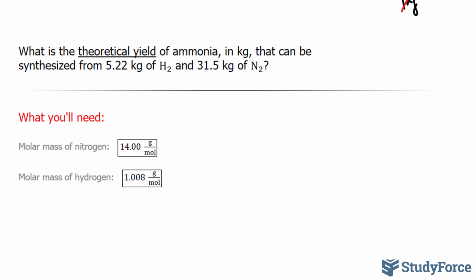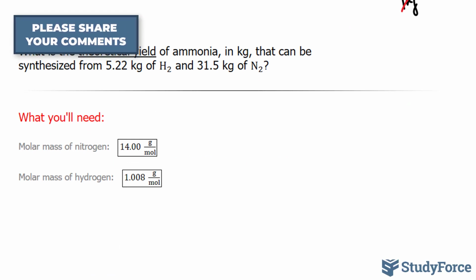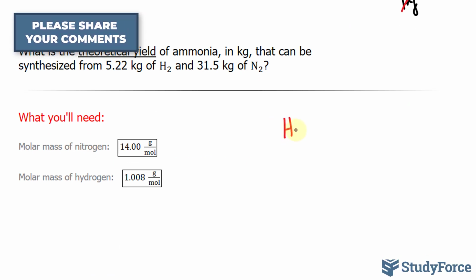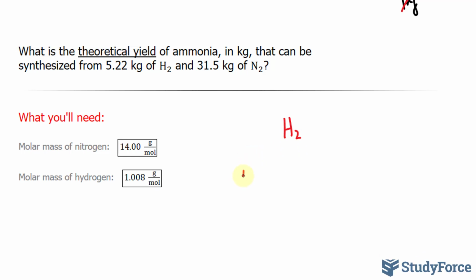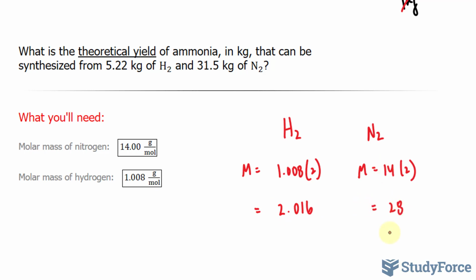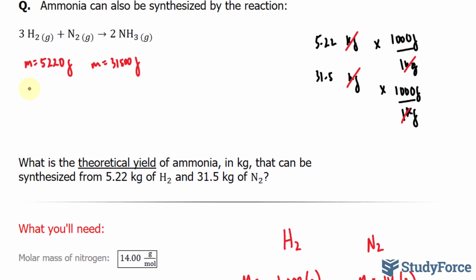Next, we need to find the molar mass of hydrogen gas and nitrogen gas, and we can do that by locating the molar masses of each individual atom within the molecule itself. To find the molar mass of hydrogen gas, which I'll represent by the capital letter M, we'll take 1.008 and multiply it by 2 because there are 2 hydrogen atoms within this molecule. For nitrogen, we'll do the same, but we'll take 14 and multiply that by 2. Multiplying 1.008 by 2 gives us 2.016, and multiplying 14 by 2 gives us 28. Both of these numbers have the units grams per 1 mole.